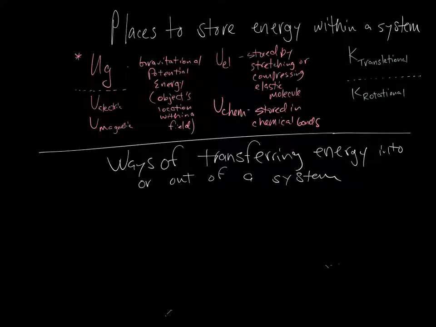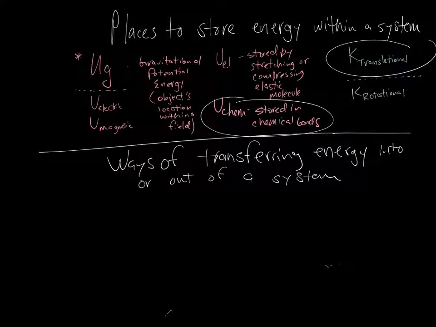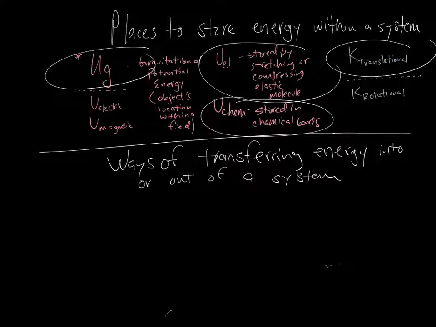So the primary places we can store energy this semester are going to be K translational. We'll have an equation for that. U chem, we're not going to have an equation for, but it's a cool idea. U elastic, we'll have an equation for, when you stretch or compress a spring, a rubber band, a bungee cord, anything of that nature. And then gravitational potential energy, we're going to discuss that as well. And we'll have equations for UG, U elastic, and K translational.